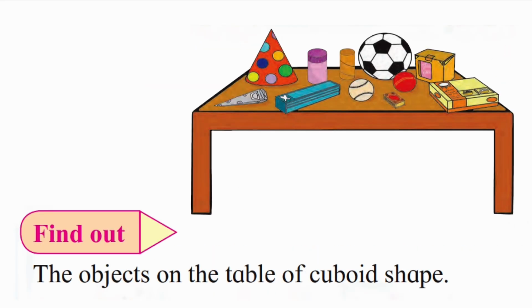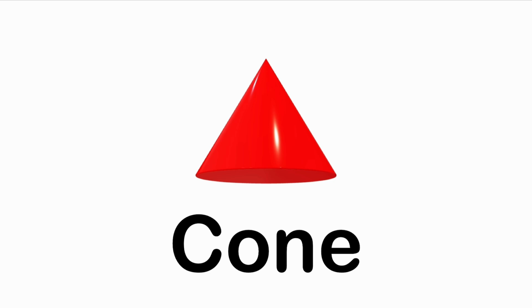Find out the objects on the table of cuboid shape. So this object has a shape of cuboid, and this is a cuboid. And this is a small cuboid, the matchbox.